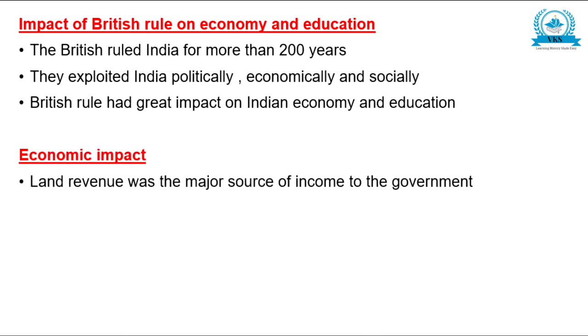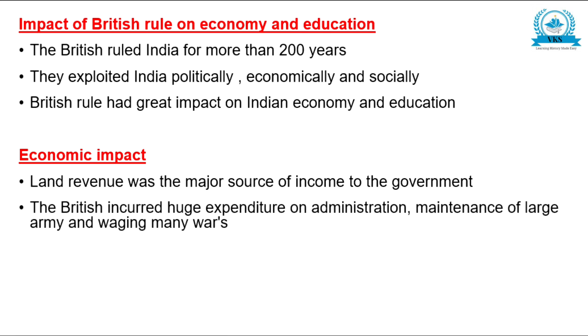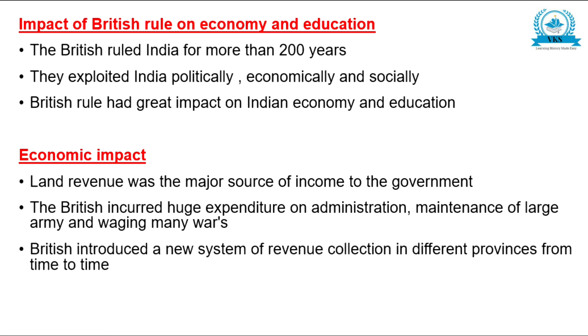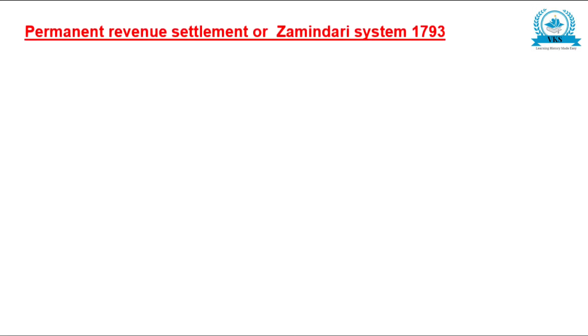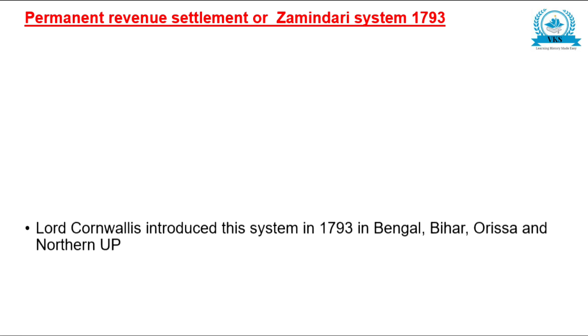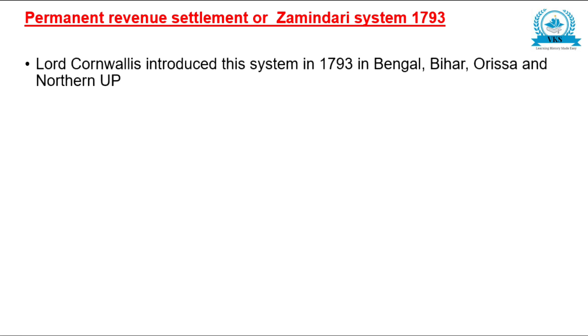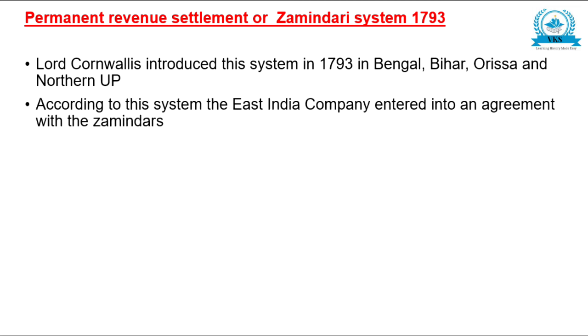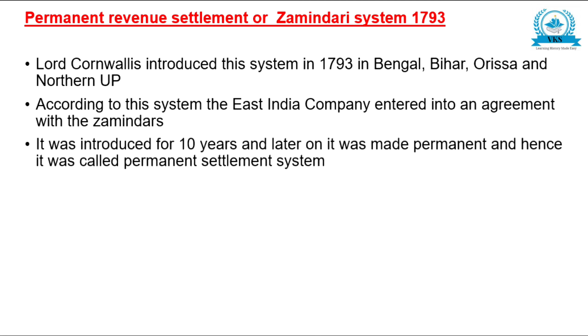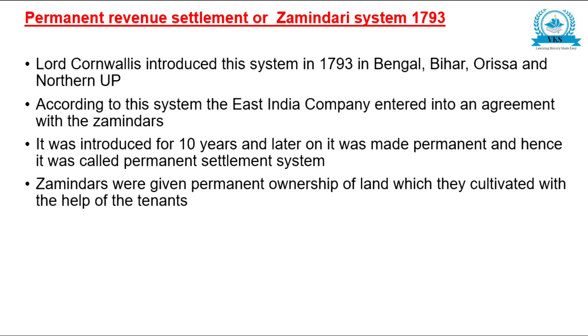Economic impact. Land revenue was a major source of income to the government. The British incurred huge expenditure on administration, maintenance of a large army and waging many wars. The British introduced a new system of revenue collection in different provinces from time to time. Permanent revenue settlement or Zamindari system: Lord Cornwallis introduced this system in 1793 in Bengal, Bihar, Orissa and northern UP. According to this system, the East India Company entered into an agreement with the zamindars. It was introduced for 10 years and later it was made permanent, and hence it was called the Permanent Settlement system.